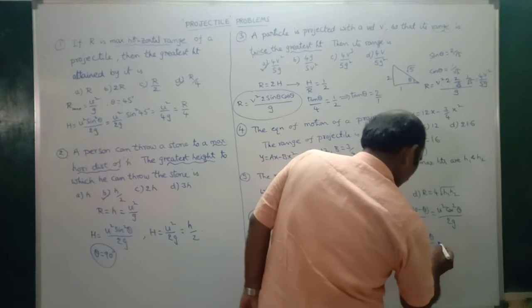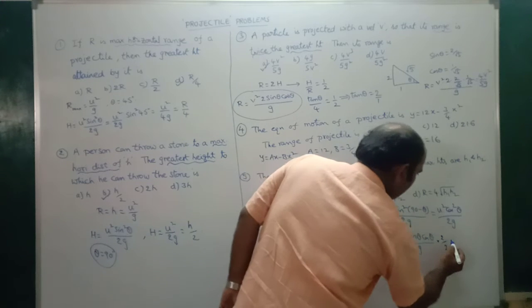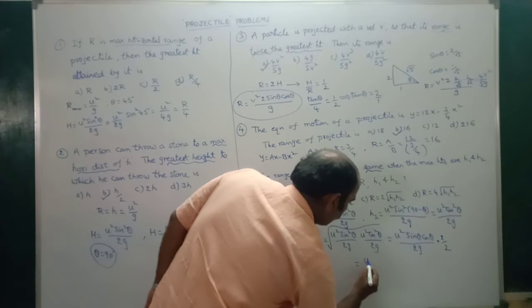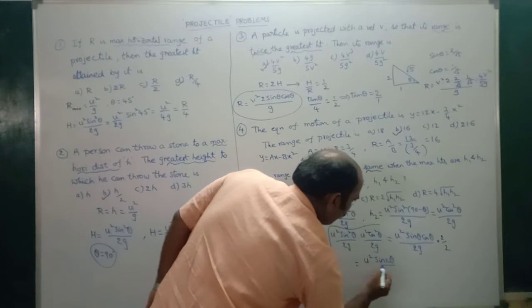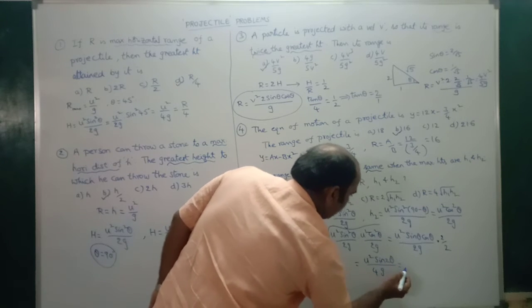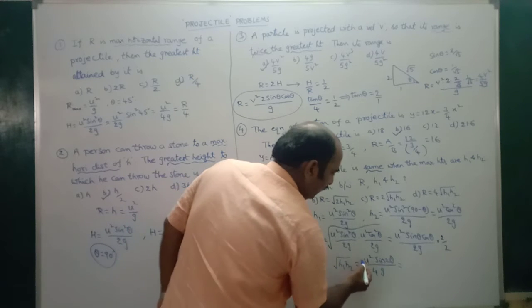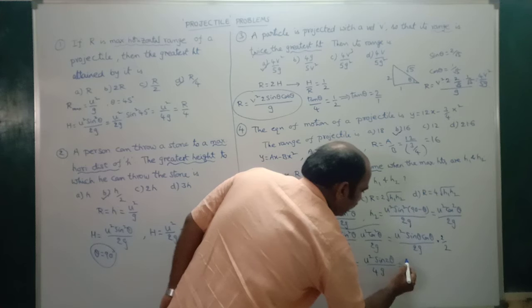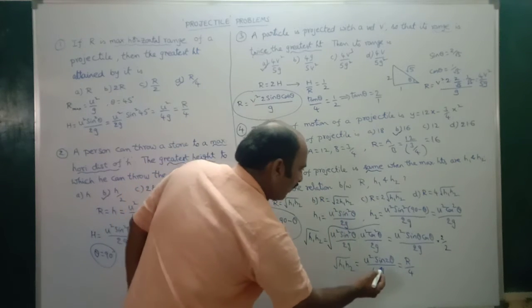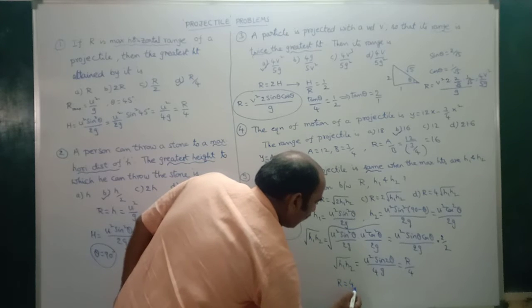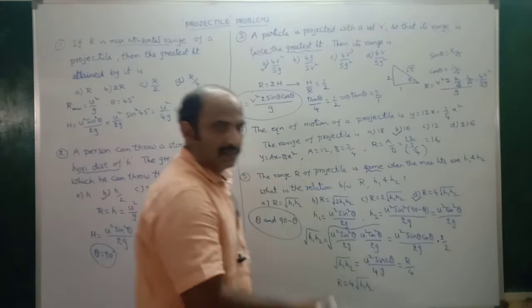Now we multiply 2 by 2 now. This is U square 2 sin theta cos theta, which is sin 2 theta, by 4 into g. You know under root of H1 into H2 is finally U square sin 2 theta by g by 4, which is R by 4. So from this, R is equal to 4 under root of H1 and H2. So option D is the right answer.